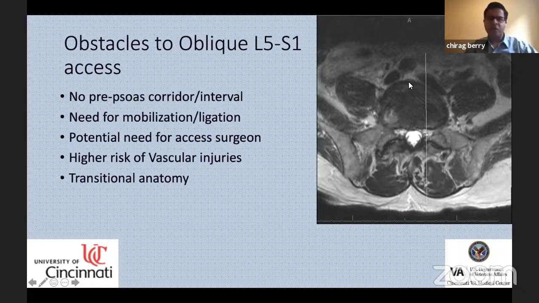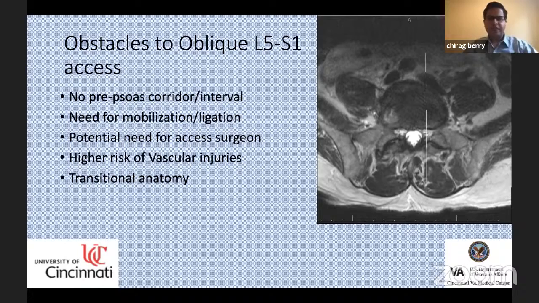Or you could go between the bifurcation as well. So you have to have a good amount of experience working next to these large vessels, and often it's a good idea to take the help of an access surgeon, which may be a general surgeon or a vascular surgeon having good experience with these approaches. There is a higher risk of vascular injuries when L5S1 is included with these oblique approaches. So that is why it's always safer to understand this anatomy better and take help when needed. Transitional anatomy of the lumbosacral junction always creates challenges in these approaches, and that's also something that we're going to address in this talk.